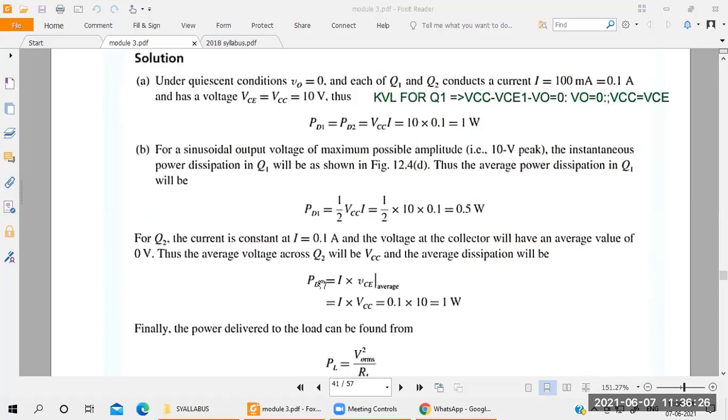So here they have taken I into VC, which is nothing but the minimum power dissipation, because Q2 is responsible for the negative voltage. No need to take the 1 by 2. That's why you take only I into VCC, which is 0.1 into 10. That is 1 watt.